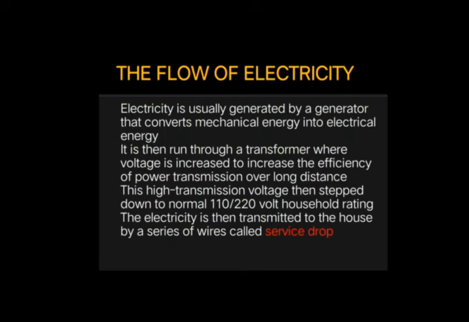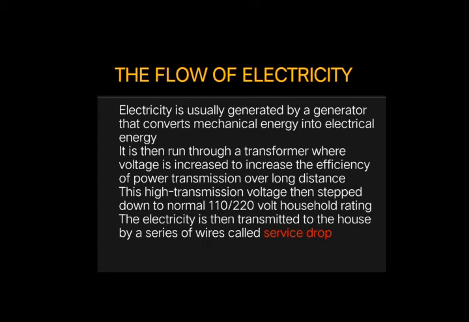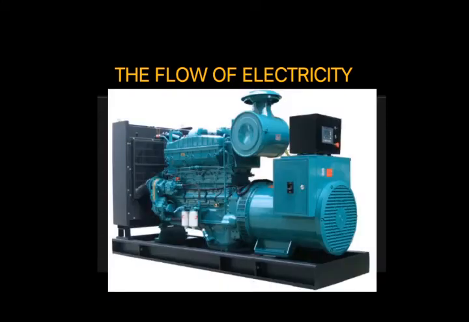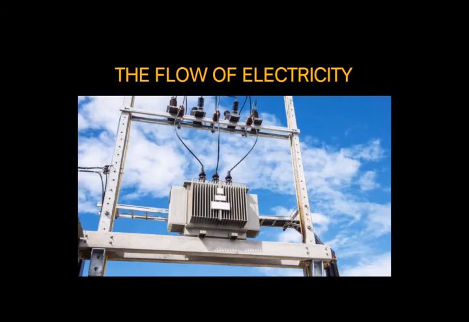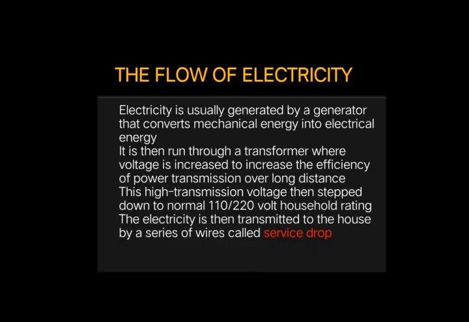The flow of electricity. We all know that electricity has a major impact on society, or the world rather. We use electricity more often. Electricity is usually generated by a generator that converts mechanical energy into electrical energy. It is then run through a transformer where voltage is increased to increase the efficiency of power transmission over long distance. This high transmission voltage is then stepped down to the normal 110 or 220 volts household rating. The electricity is then transmitted to the house by a series of wires called service drop.